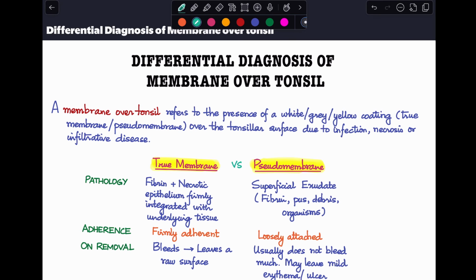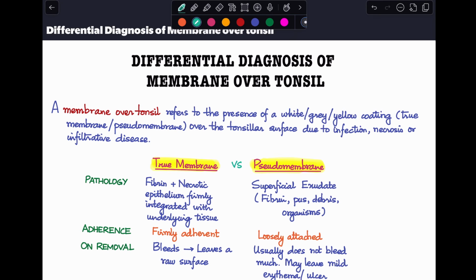So, what is a membrane over tonsil? Now, a membrane over tonsil is basically referring to the presence of a whitish or a grayish or a yellowish coating, which can be a true membrane or a pseudo membrane over the tonsillar surface, and this can happen because of infection, necrosis, or infiltrative disease. So, that is what a membrane over tonsil is.